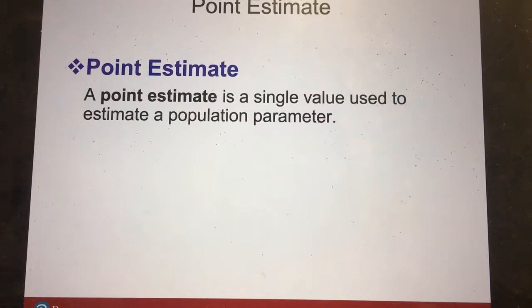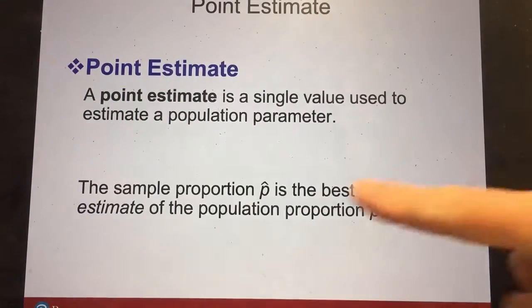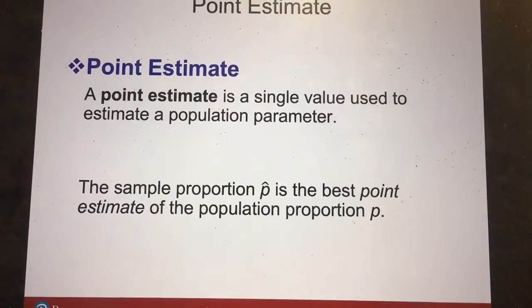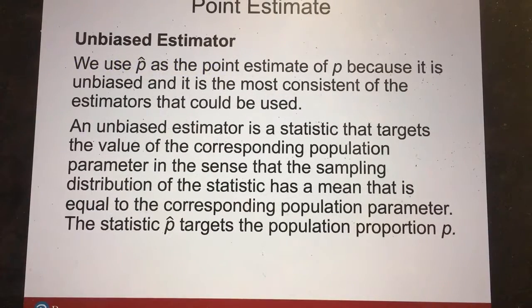Okay, so the point estimate is a single value used to estimate a population parameter. In this case, we're going to be estimating the population proportion. Therefore, we're going to look for a p-hat. The sample proportion is the best point estimate for the population proportion. So the unbiased estimator, p-hat, is the point estimate because it is unbiased, and it is the most consistent of the estimators that could be used.